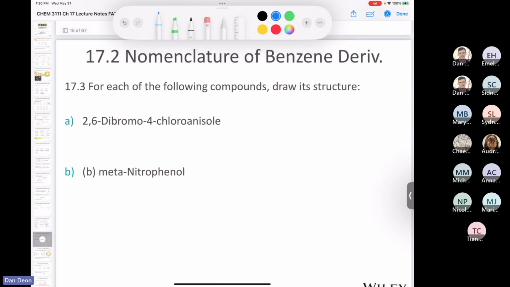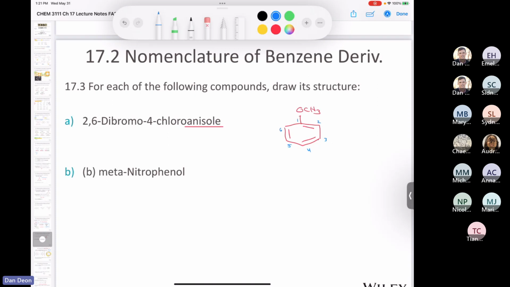It says for each of the following compounds, draw the structure. So I'll just kind of guide you through this one. We got 2,6-dibromo 4-chloroanisole. So I would start by drawing the parent. Right? I would draw the anisole molecule. So let's draw an anisole. It's going to look something like this. And then I would number the carbons 1, 2, 3, 4, 5, and 6, like that.